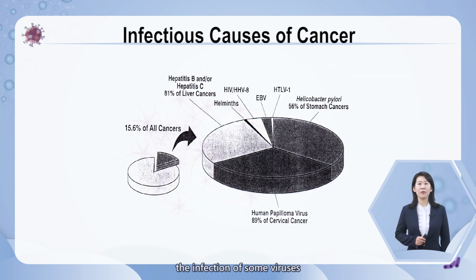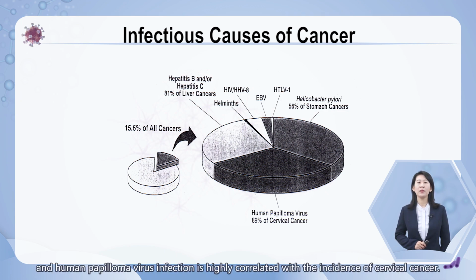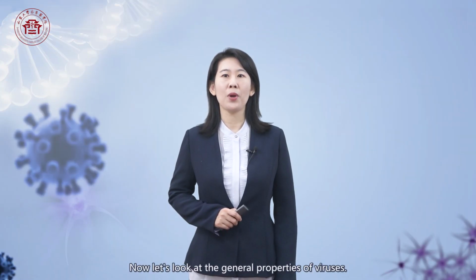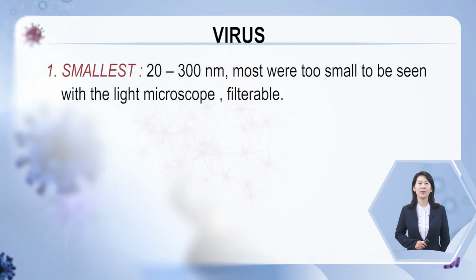In addition, the infection of some viruses is closely related to the occurrence of malignant tumors. For example, the chronic infection of HBV or HCV is closely associated with the development of hepatocellular carcinoma, and human papillomavirus infection is highly correlated with the incidence of cervical cancer. Now let's look at the general properties of viruses.